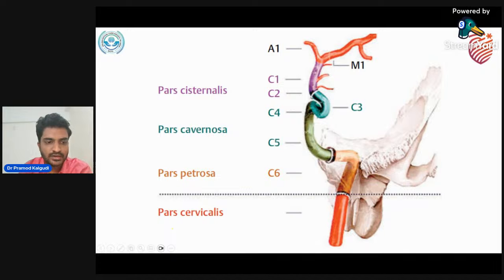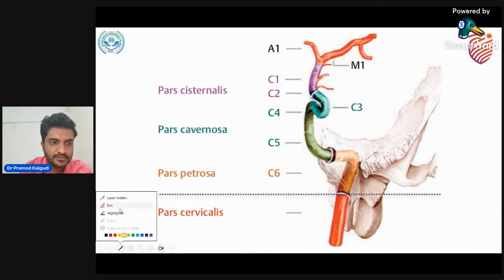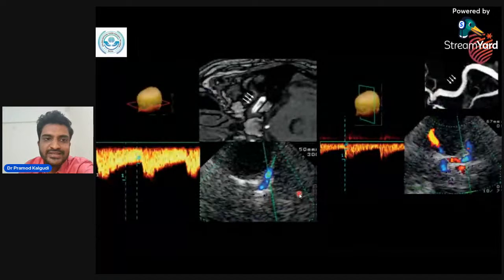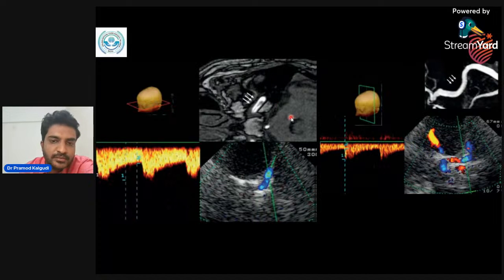So one second, let me take a pointer again. So how do we see these structures? So always go from an axial plane where you see MCA. Once you see MCA, tilt it downwards. So this is your petrous part, wherein you see the ICA coming between your petrous bone. This is in the axial plane.